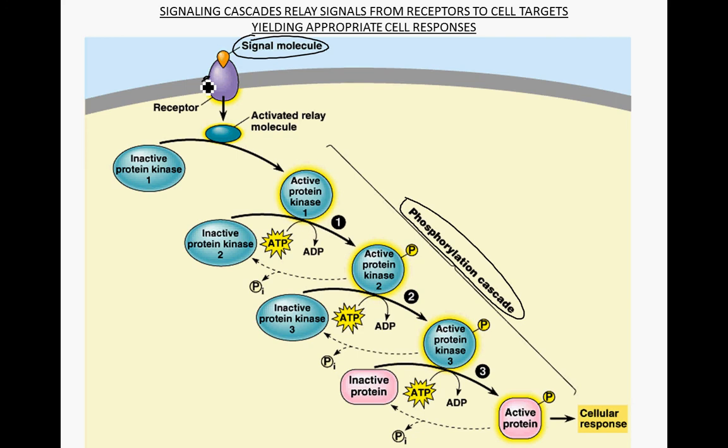But what's happening is that this activated relay molecule here was assumed to be inactive when the signal molecule is not bound to the receptor. So this activated relay molecule is going to take this inactive protein kinase here and make it active in some way. This active protein kinase now, again, we said that kinases are involved in phosphorylation reactions. So this protein kinase here will phosphorylate inactive protein kinase 2 and make it active protein kinase 2.